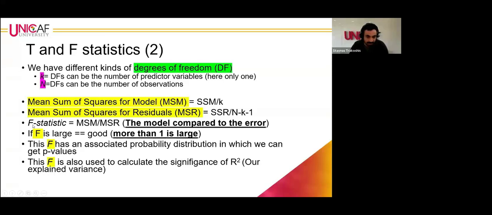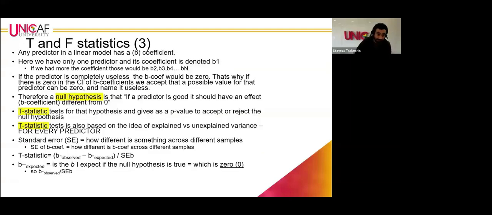To get an F statistic, which is how much is the systematic variance over the unsystematic, I do this calculation here, where it is the mean sum of squares of the model over the mean sum of squares of the error, the residual. And this F has an associated probability distribution from which we can get p-values. This is also used to calculate the significance of the R squared that we showed before.